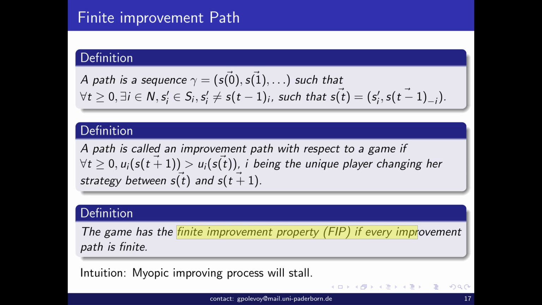So, and the intuition of this finite improvement path is every myopic improvement process. Myopic improvement means that the player who changes, exactly that player, at least that player has to improve. What happens? Exactly that time that she changes, and such a process has to stop. It cannot go forever. That's the intuition of a finite improvement path.